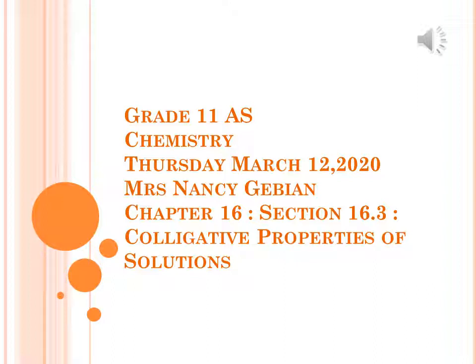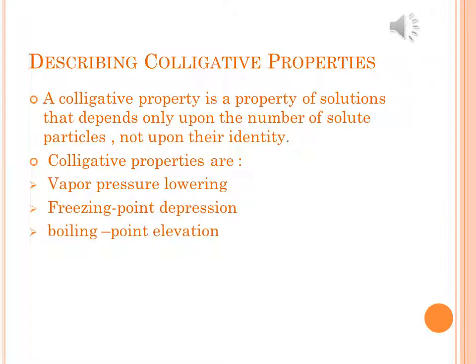I'm going to start a new section in chapter 16, section 16.3, colligative properties of solutions. The objective of this section is how colligative properties can be explained on a particle basis. First, what is a colligative property? It is a property of solutions that depends only upon the number of solute particles, not upon their identity. Also, colligative properties are vapor pressure lowering, freezing point depression, boiling point elevation.